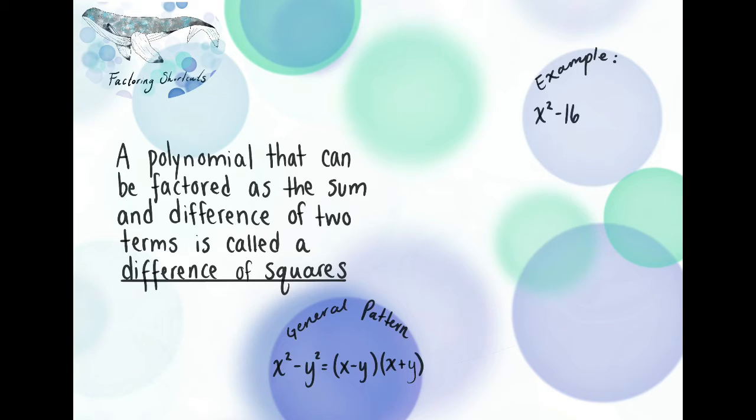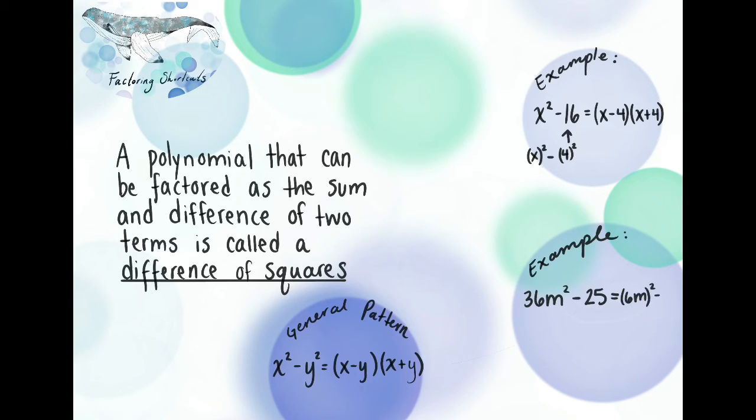So here's a specific example with some numbers. If you had x squared minus 16, you could write this one as x minus 4, x plus 4. So notice that x squared is a square and 16 is also a square. It's 4 squared. All right, so that's where those 4's come from. Here's another one. 36m squared is a square, 6m, and then 25 is a square, 5. So you end up with 6m minus 5, 6m plus 5. So that's how you can quickly factor out a difference of squares.